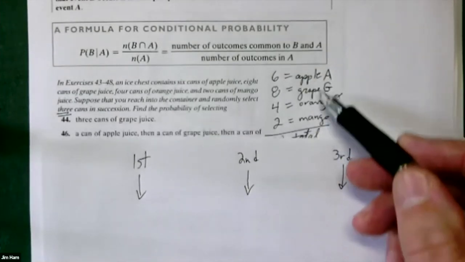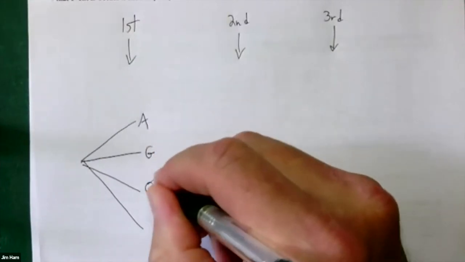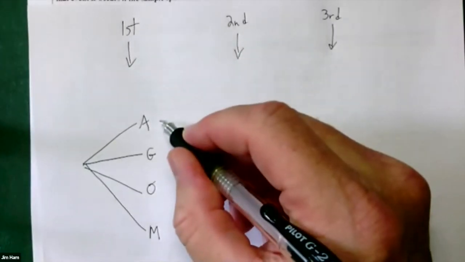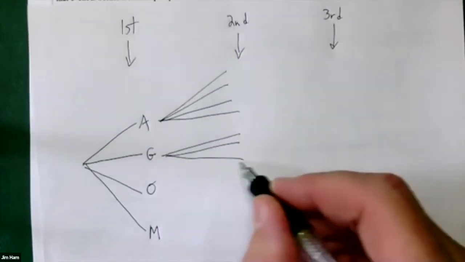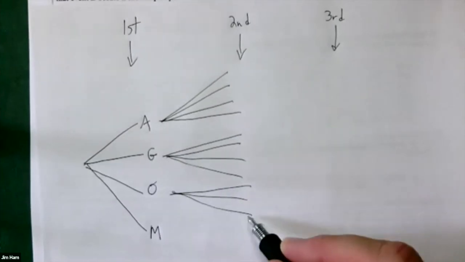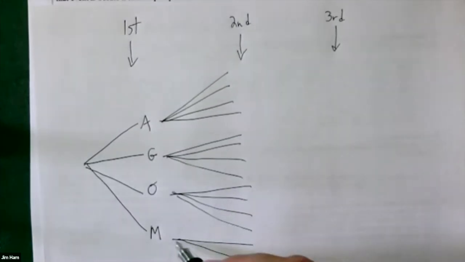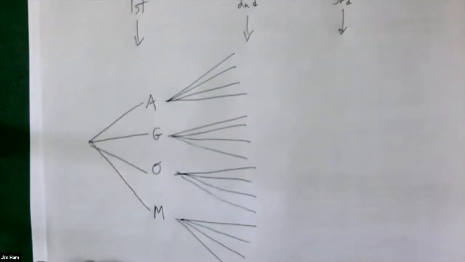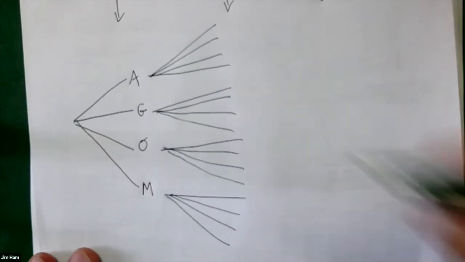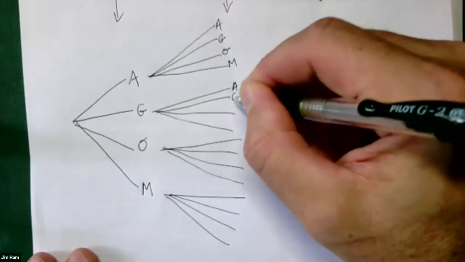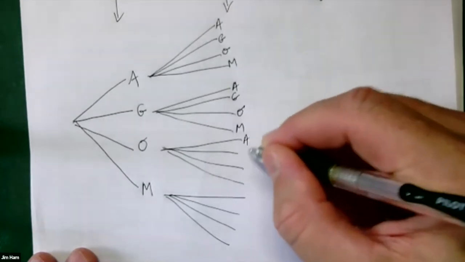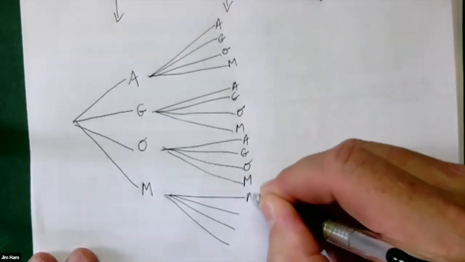We have four different possibilities, so I'm going to make a branch of four: apple, grape, orange, and mango. The second selection: 1, 2, 3, 4, and again for each one. You can see how these get very unruly very quickly. Apple, grape, orange, mango, and so on.